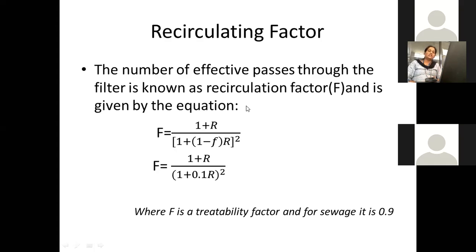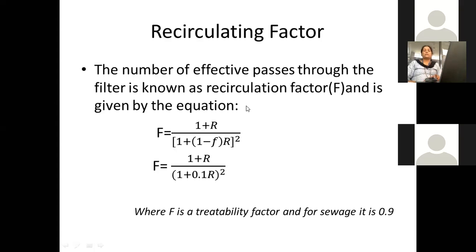Treatability factor for industrial waste will be different, there will be a standard chart, but here we are studying only sewage or domestic waste. So for domestic waste or sewage, the treatability factor is 0.9. You should remember this. No need to remember the other treatability factors for industrial waste.